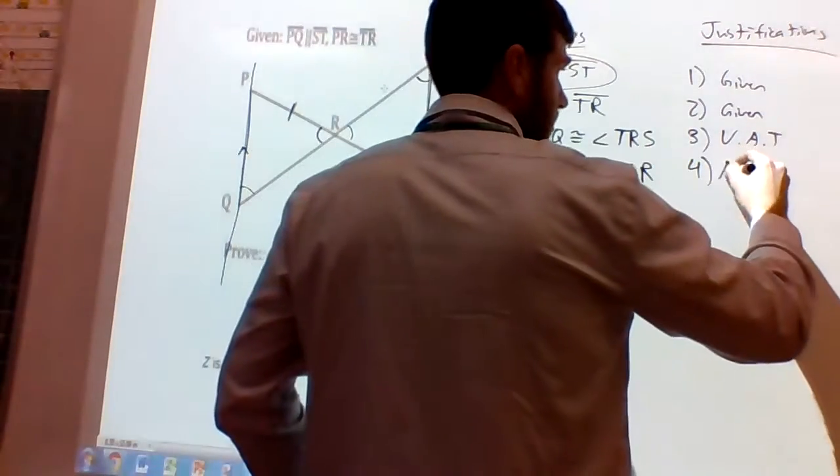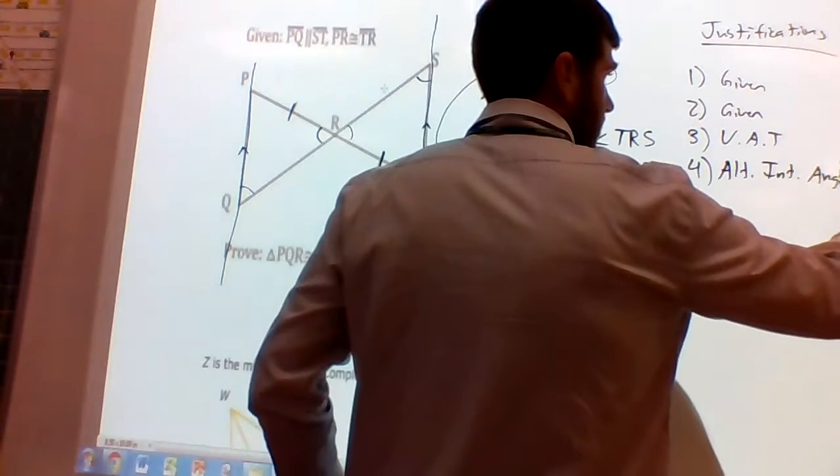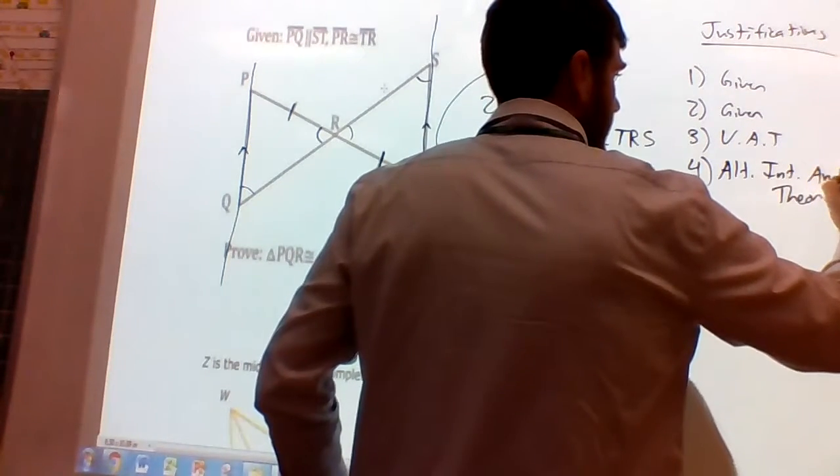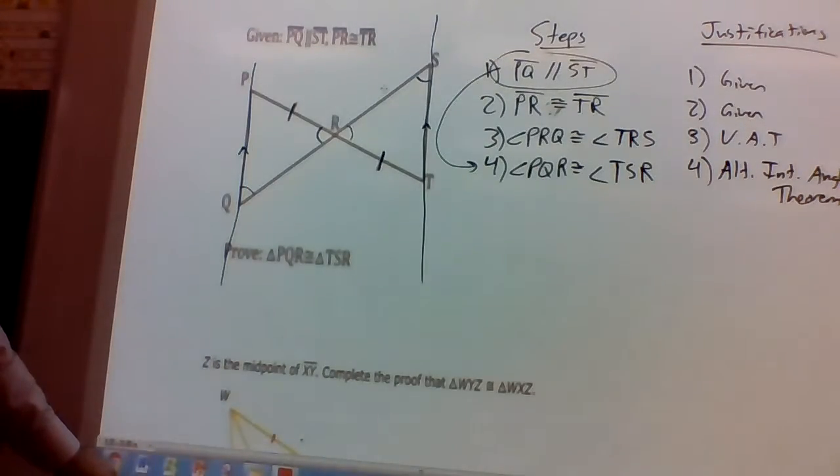because of the alternate interior angle theorem, which says that if you have parallel lines, then our alternate interior angles are going to be congruent. So we have alternate interior angles, we have parallel lines, so those angles are going to be congruent.